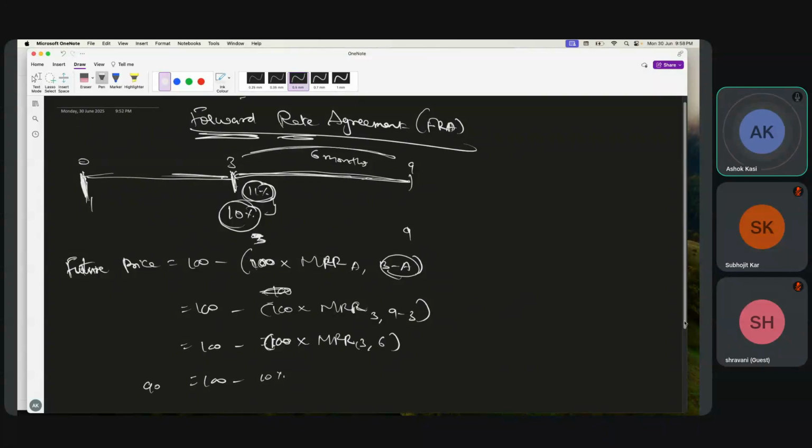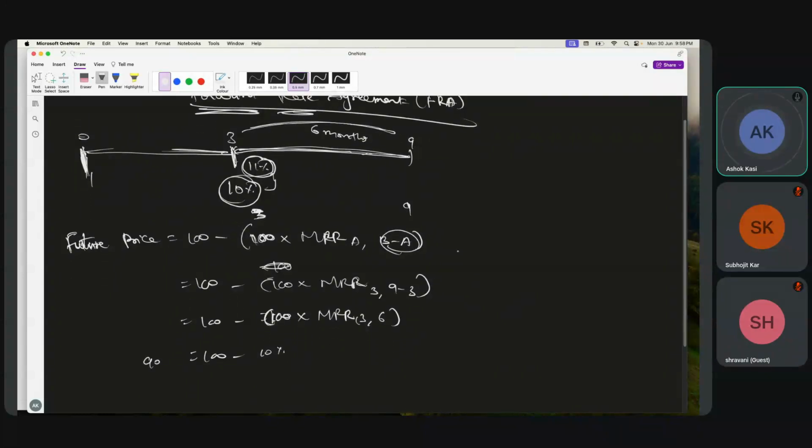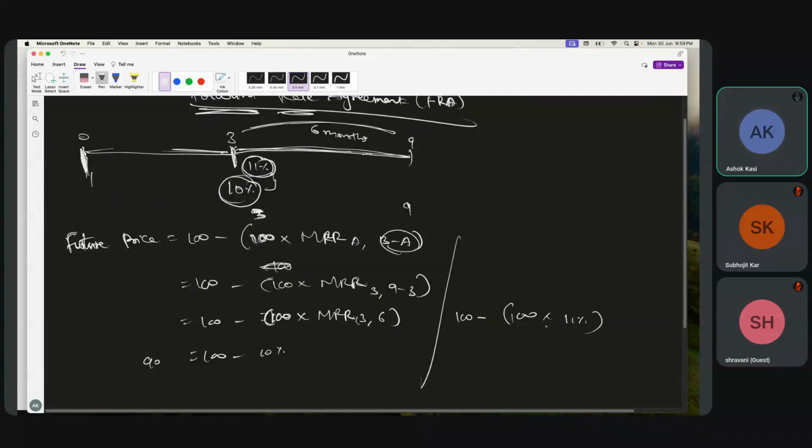Okay, now when the interest rate goes up to 11%, then what will happen? 100 minus 100 into 11%. So in that case, it will be 100 minus 11, that is equal to 89. Okay, 89. So here you see when the interest rate is going up, the price is coming down.